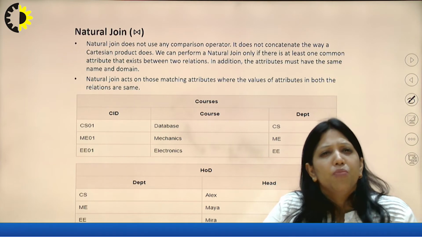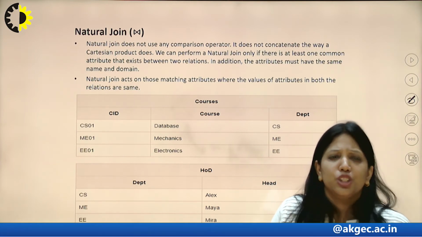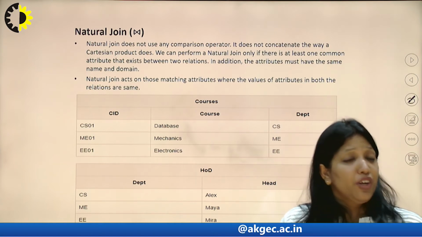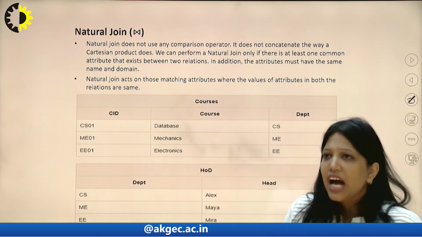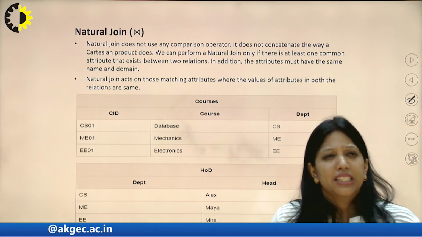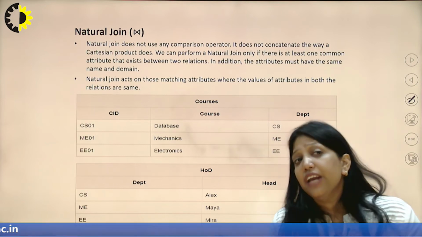We can perform a natural join only if at least one common attribute exists between two relations, and the domain of the values of that attribute also needs to be the same. So the attribute must have the same name and domain in the two tables; only then are we able to apply the natural join.